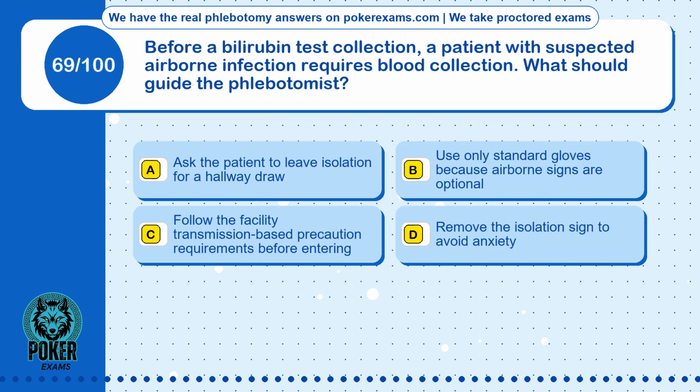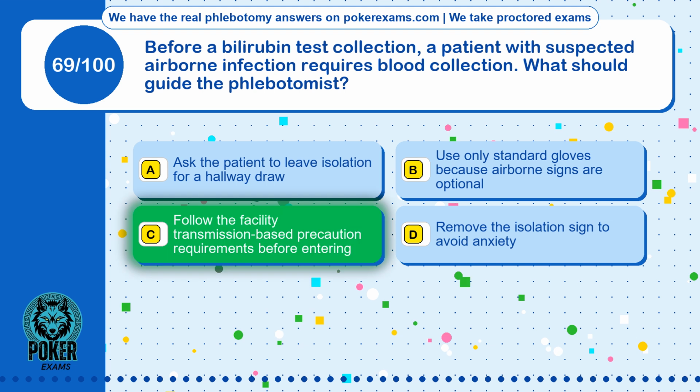Question 69. Before a bilirubin test collection, a patient with suspected airborne infection requires blood collection. What should guide the phlebotomist? Option A. Ask the patient to leave isolation for a hallway draw. Option B. Use only standard gloves because airborne signs are optional. Option C. Follow the facility transmission-based precaution requirements before entering. Option D. Remove the isolation sign to avoid anxiety.